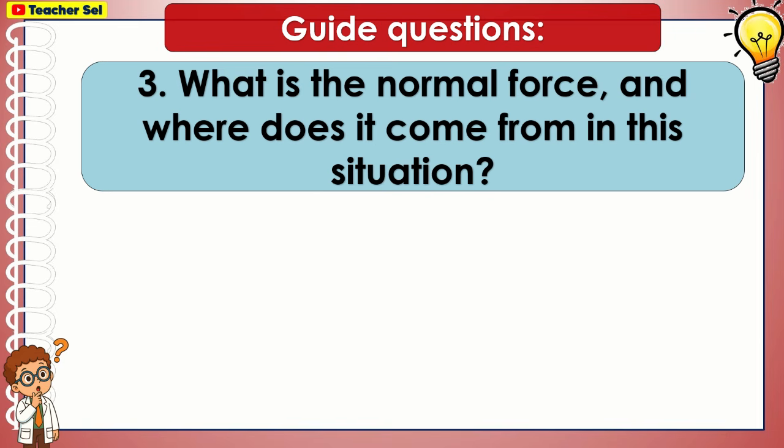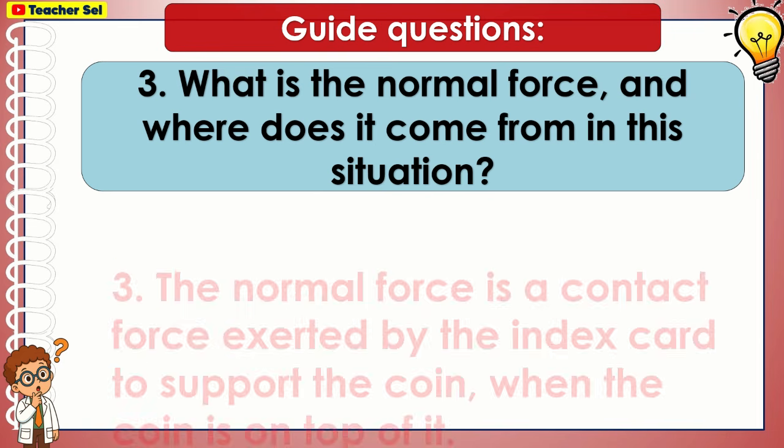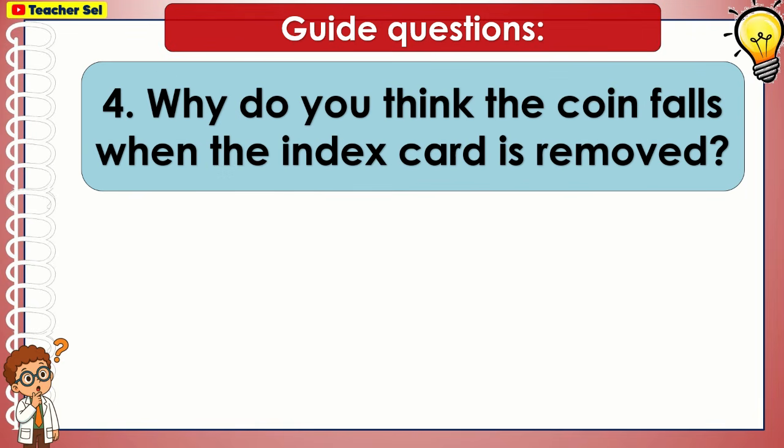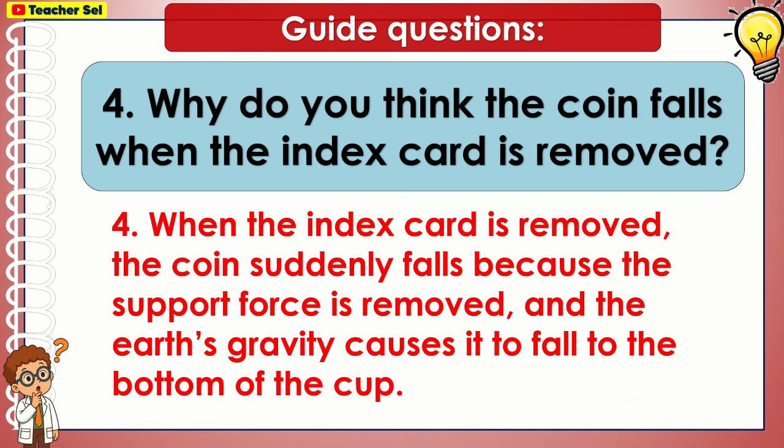What is the normal force and where does it come from in this situation? The normal force is a contact force exerted by the index card to support the coin when the coin is on top of it. Why do you think the coin falls when the index card is removed? When the index card is removed, the coin suddenly falls because the support force is removed, and the Earth's gravity causes it to fall to the bottom of the cup.